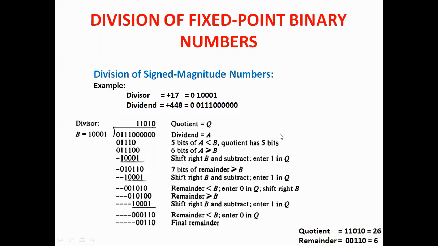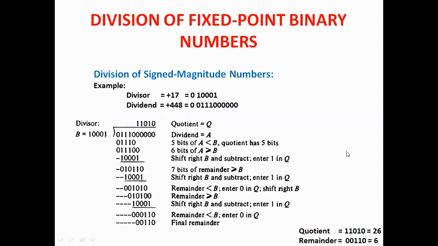So now what will be the sign of remainder and quotient? Obviously the remainder will always be positive and the quotient will have a sign depending on the signs of dividend and divisor. So if both are positive, the quotient will be positive. If one is negative, the quotient will be negative.